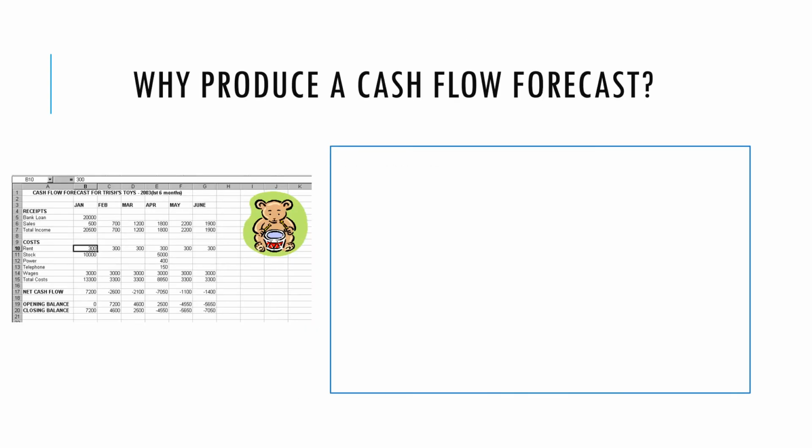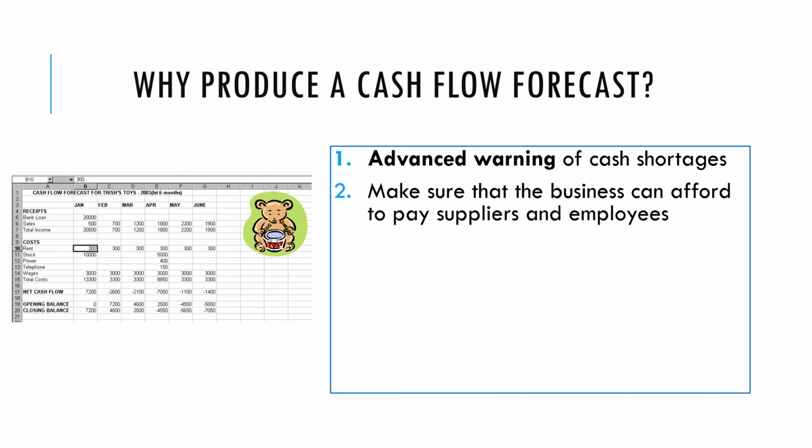Now, why would a business produce a cash flow forecast? Well, the main reason is to try and identify any advance warning of cash shortages. If you're predicting that you're going to be short of cash, that you have a negative closing balance, for example here at the end of April, well then that should give you advance warning that you need to find some way of dealing with that, maybe getting a loan or changing what you're doing in terms of your inflows and outflows, or maybe finding a bank overdraft, something like that.